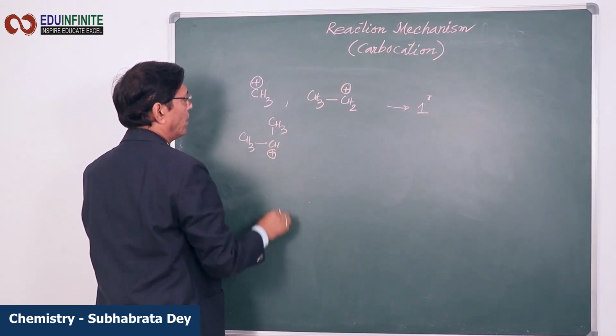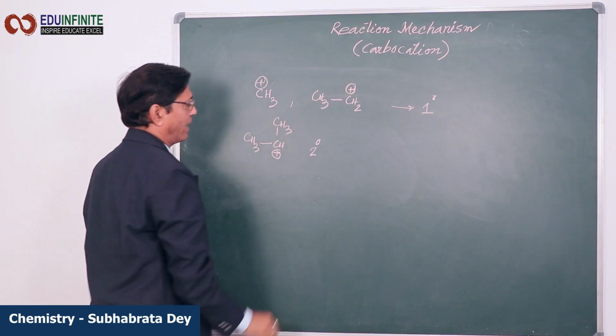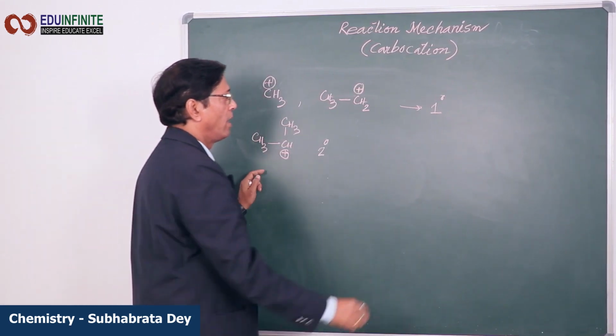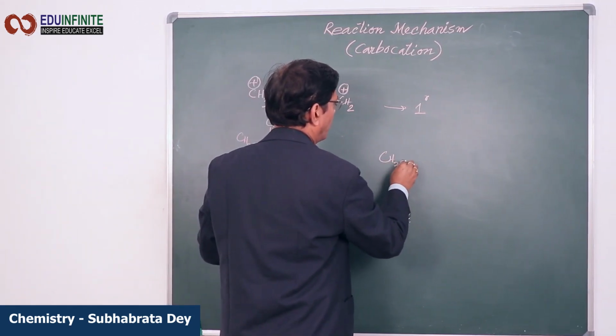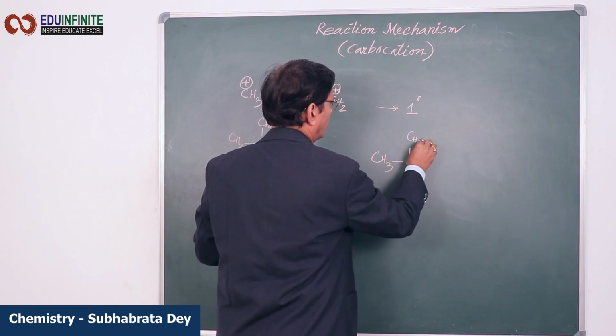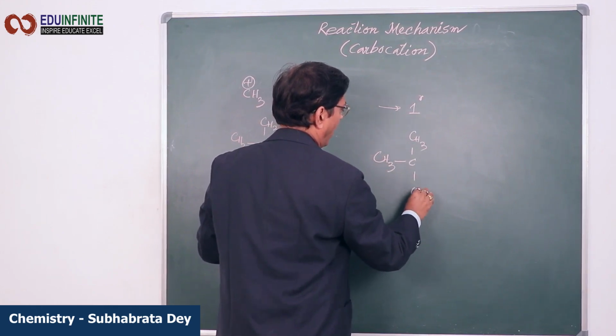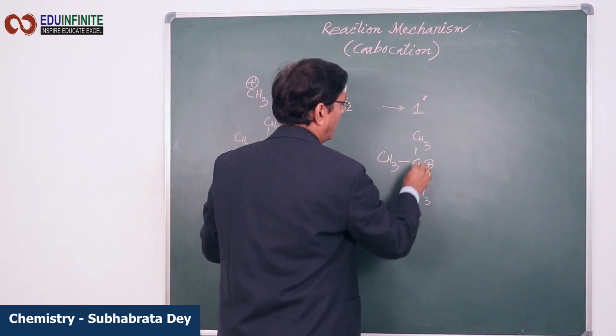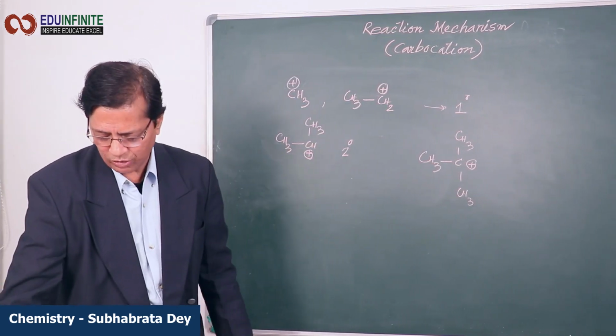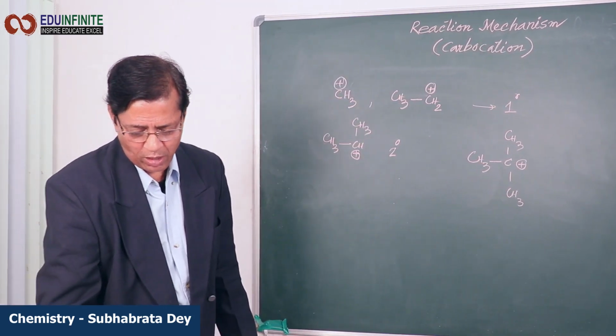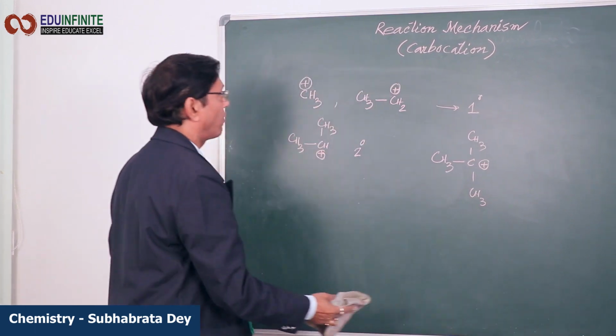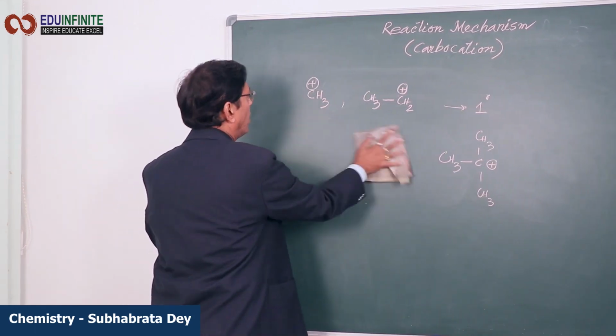Then this one, which is a 2 degree carbocation, isopropyl, or tertiary butyl. This is a 3 degree carbocation. All are under the classical form. Now let us discuss the reactions involving carbocation.